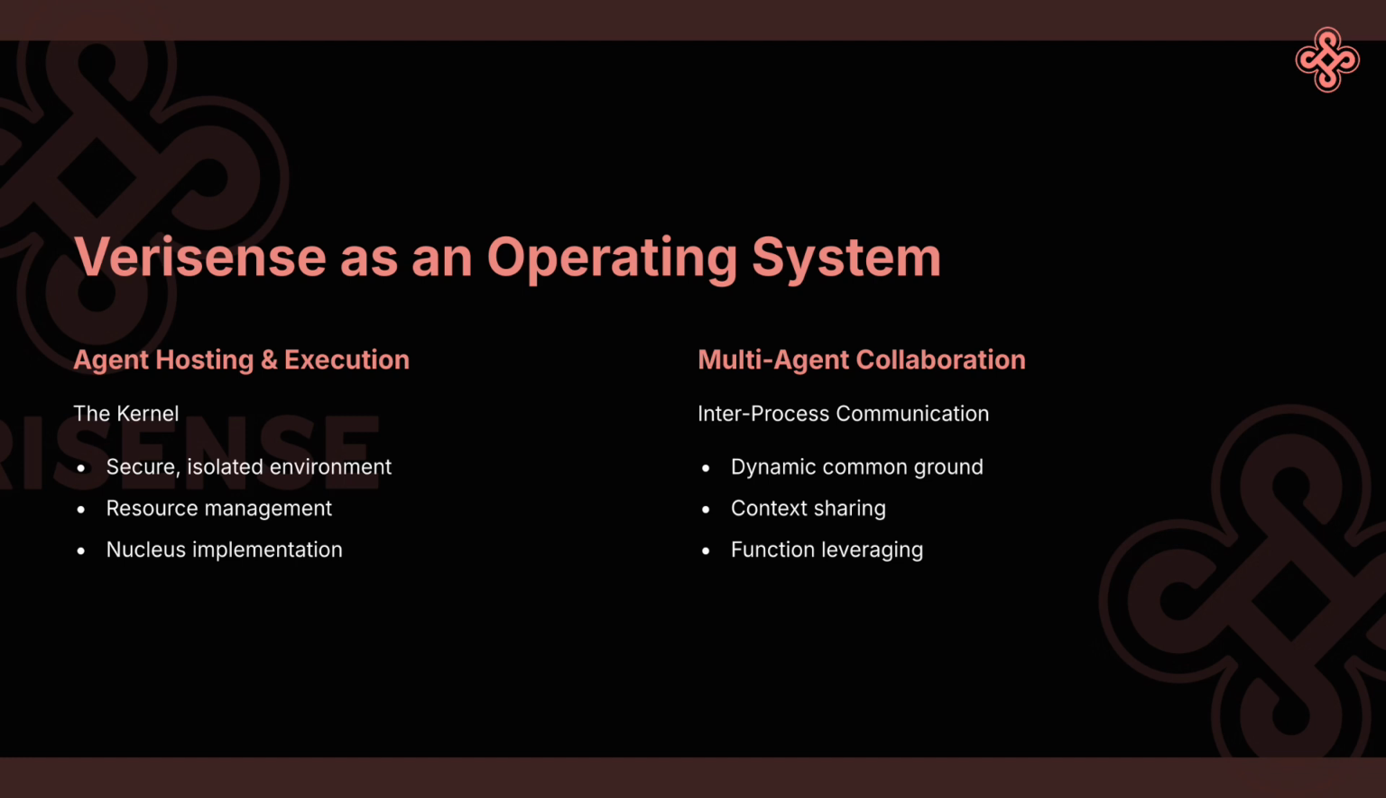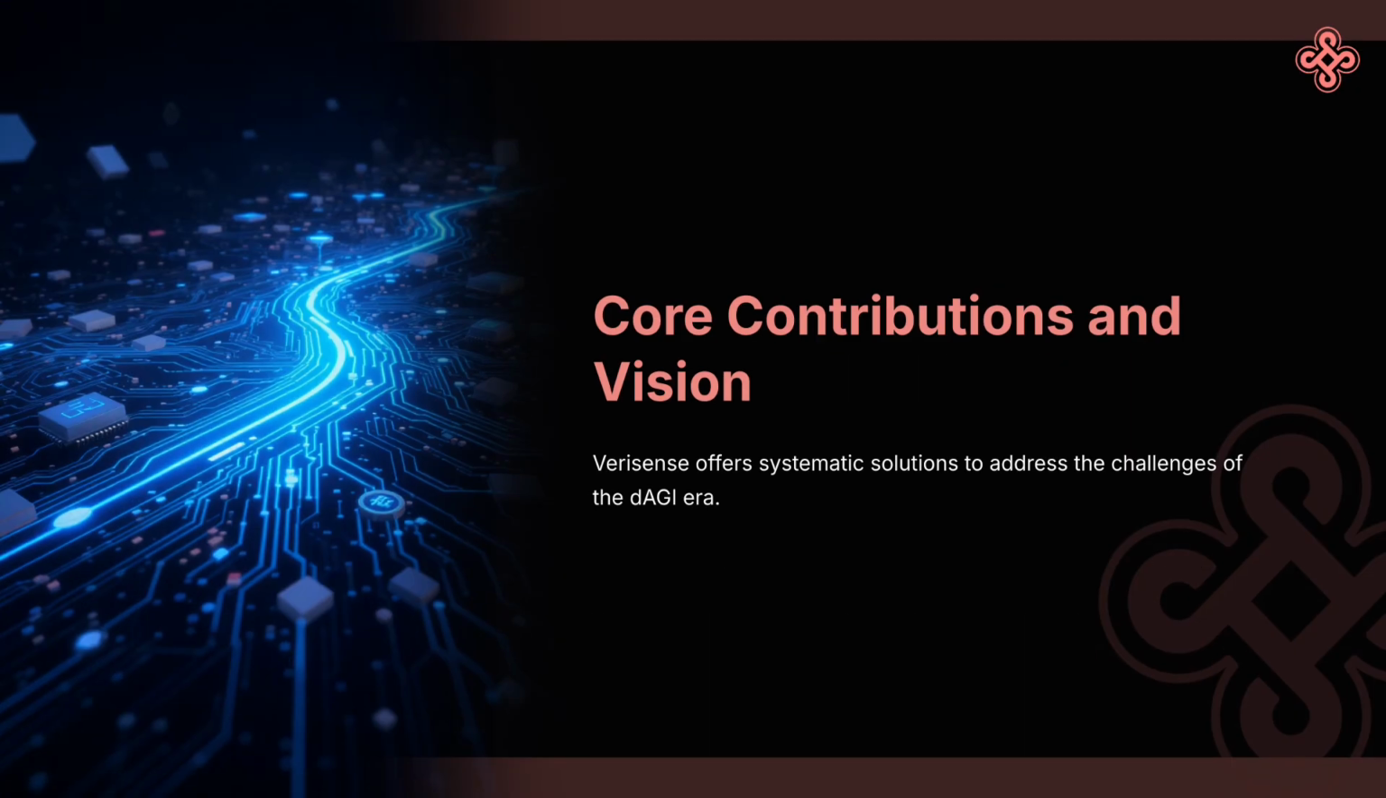By positioning itself as a decentralized operating system for AI agents, Verisense lays the groundwork for a foundational platform in the dAGI era, transcending the creation of a mere public blockchain. Verisense, building on the innovation of the active blockchain, offers a comprehensive technical architecture and systematic solution designed to address the challenges of the dAGI era. It embodies this approach through 3 core technical contributions and provides answers to 4 fundamental problems facing the industry.